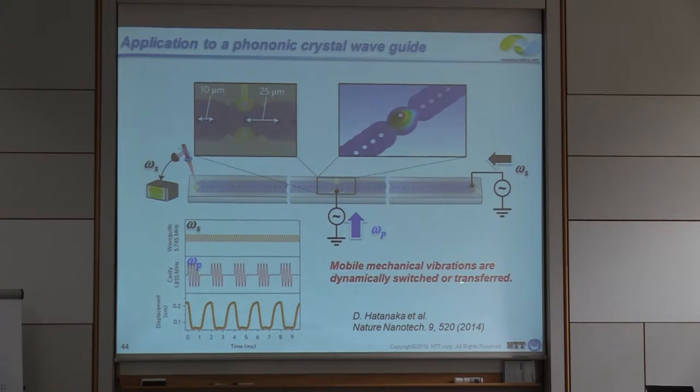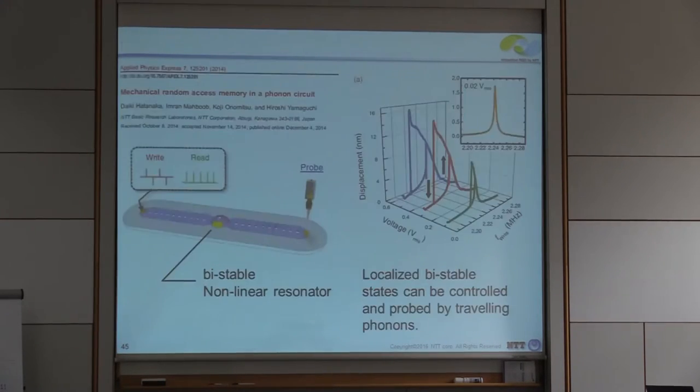Okay, so this is the case when we try to switch on and switch off, as in the case of the five membrane resonators, exciting the phonon at this end, traveling to here, and coming back. But when you apply a pump here, you can switch the propagation on and off. So this is the dynamical switching of phonon propagation using this one-dimensional phononic waveguide.